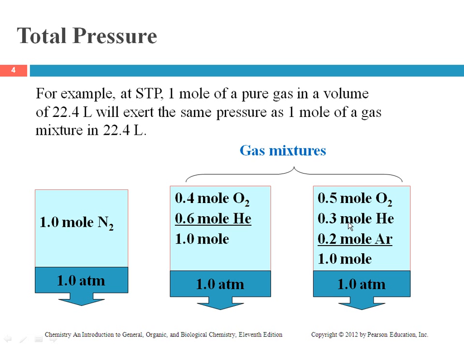If we throw in a third gas, so our mixture now has oxygen, helium, and argon, it doesn't matter what the gases are. The moles are what we're adding up, and it adds up to 1 mole. And so because of STP, at 1 mole we'd have 1 atm of pressure. So it doesn't matter what the gases in the container are. It just depends on how many moles, or what pressure is exerted by each one.